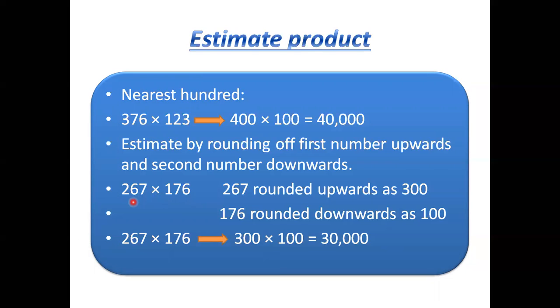Nearer to which 100? 300. We should not write 200. Why? Because the first number should go upwards, meaning increase. So 276 is rounded upwards as 300. Now 176, what do we have to do? We have to round downwards, meaning the value should decrease. So we are not supposed to write it as 200. Why are we not supposed to write it as 200? Because the condition given here is second number downwards, meaning you have to reduce the value. So 176 is rounded downwards as 100. So 300 times 100 is 30,000.